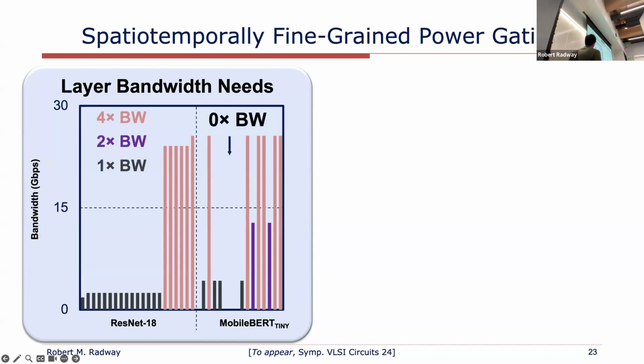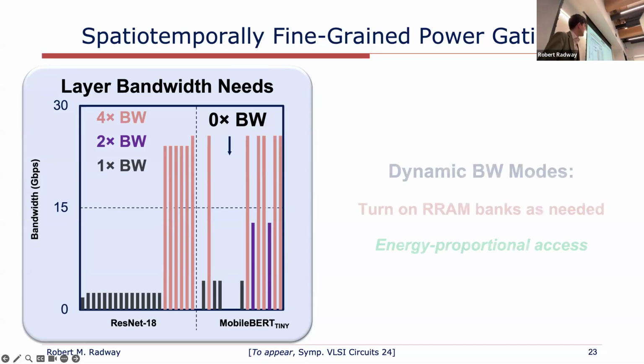So what that means is that we could think about different bandwidth modes where we're turning on and off the memory banks so that we only have the right number of RM banks active to supply this bandwidth. What we ended up designing is a system that can switch between 4 different bandwidth modes: 0x bandwidth, which is basically all the RMs off, then 1x, 2x, and 4x, which is 1 times, 2 times, and 4 times as many banks on at a given time to supply these various bandwidths.